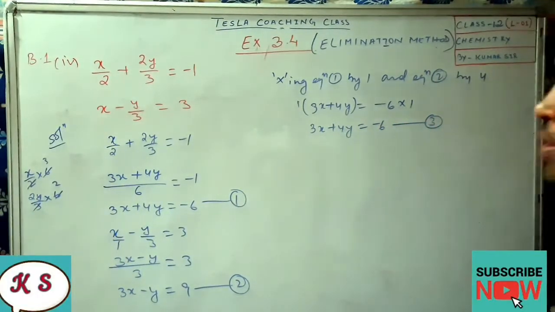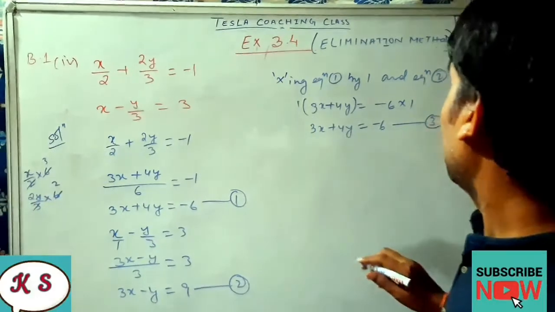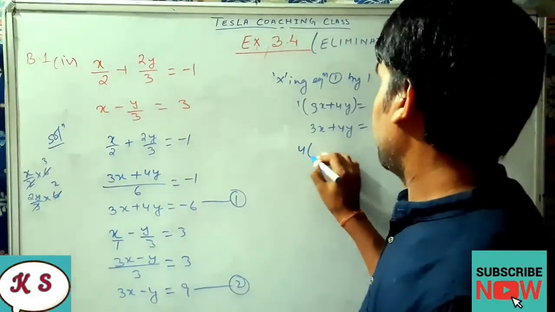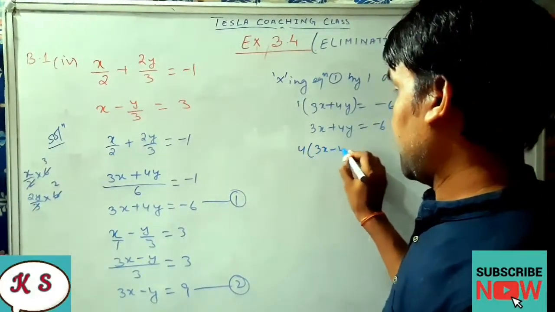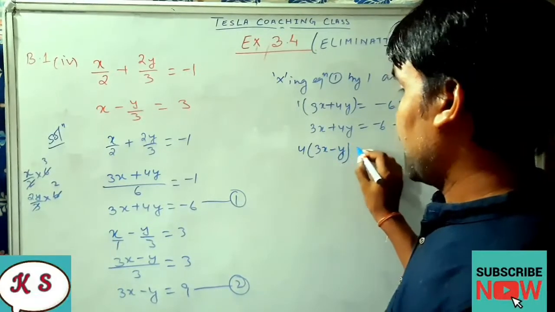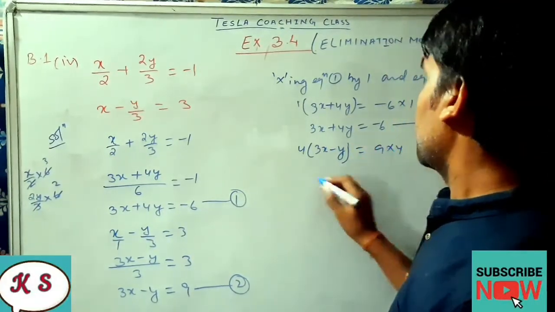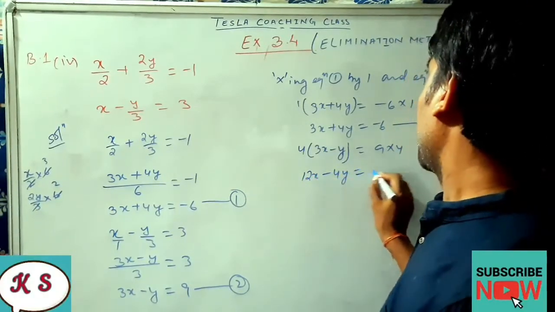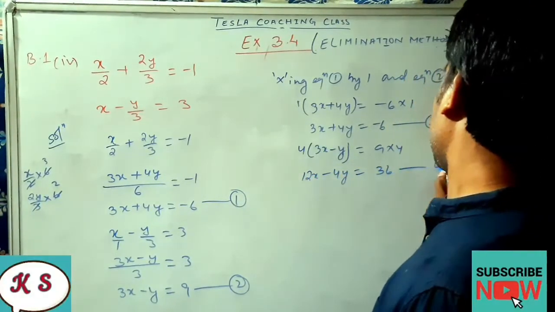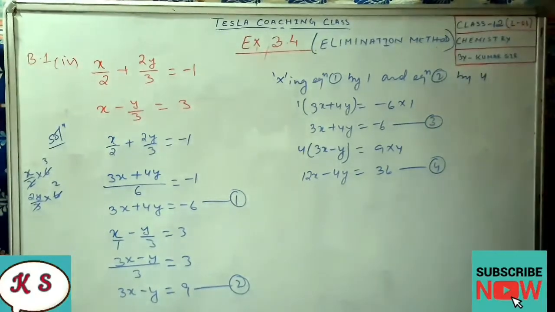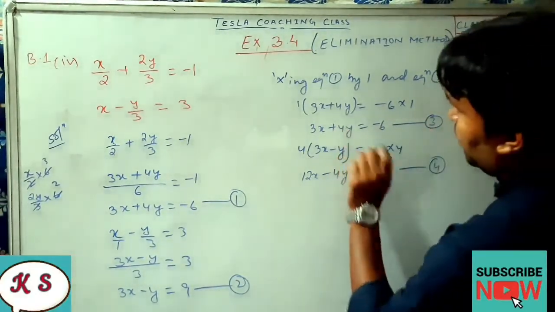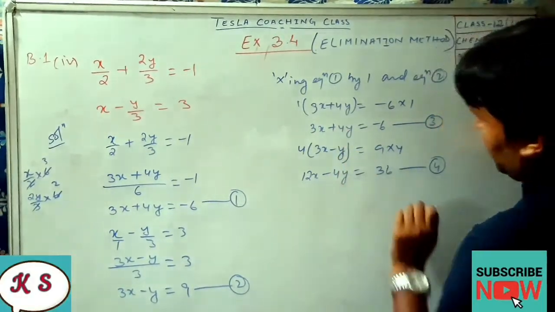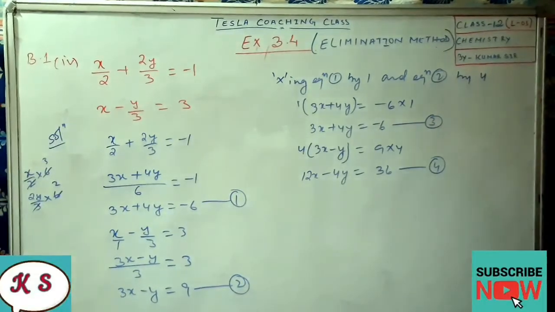Okay, now equation number 2 you have to multiply by 4. So you have to write 4 into 3x minus y equal to 9 into 4. So it will come 4 3s are 12x, minus 4y equal to 36, equation number 4. So as you can see, in equation number 3 there is positive 4y, and in equation number 4 there is negative 4y. Both are opposite in sign. So what we have to do, you have to add up.